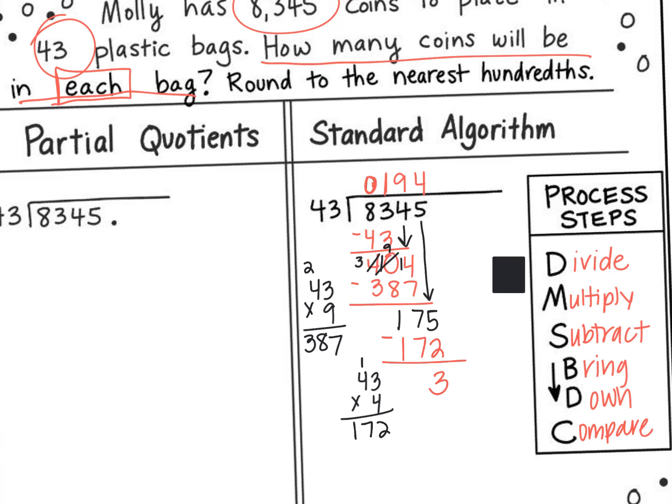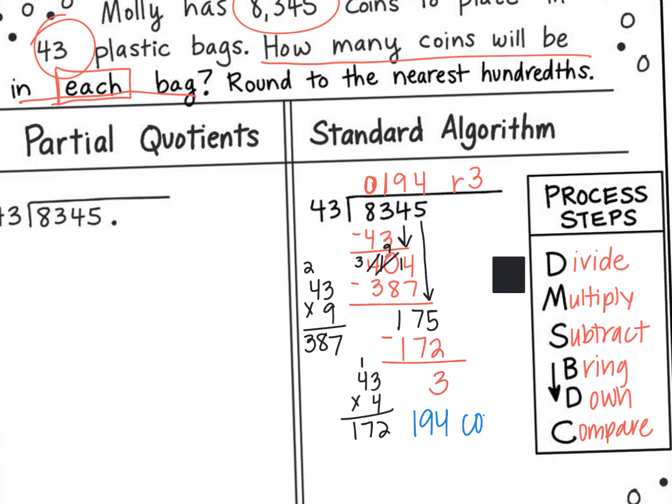So it would be remainder 3. But remember the question that I'm solving. It says Molly has 8,345 coins to place into 43 bags. How many coins will be in each bag? What's my answer? 194 with a remainder of 3.